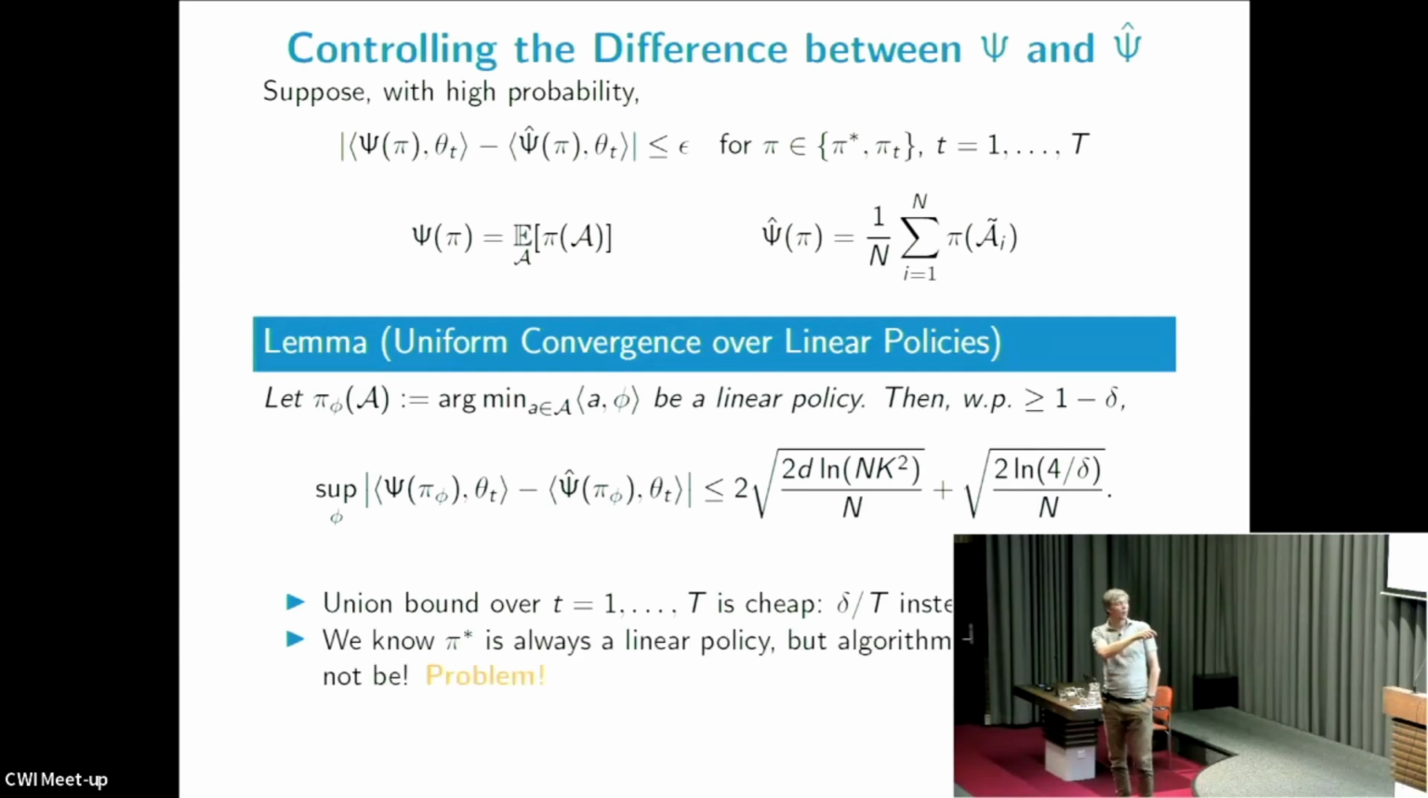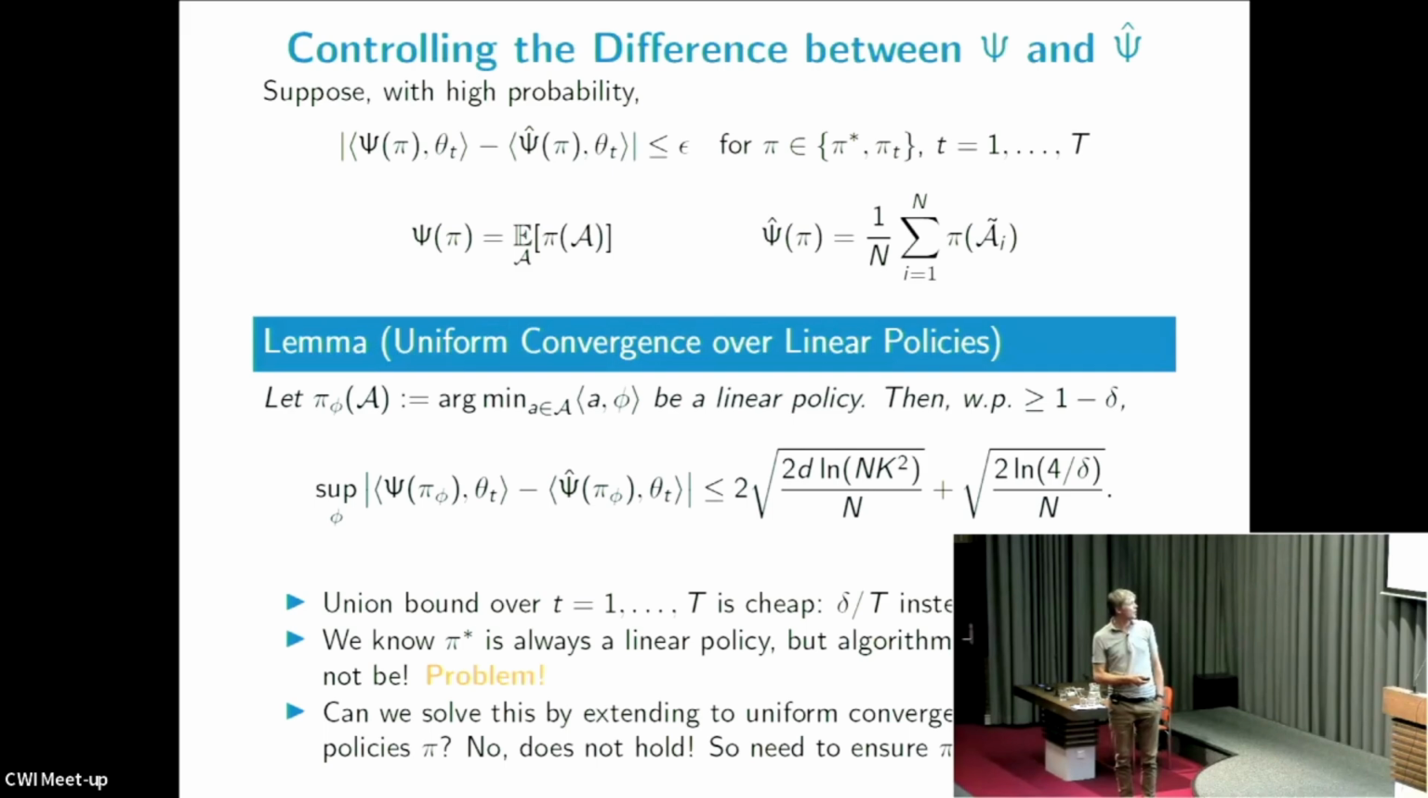And so this is fine for the comparator policy pi star, the optimal policy, but not for the policies that my algorithm plays, because they might be anything at this point. So that's a thing we need to fix again. We need to make sure that the algorithm is also going to play only linear policies, and then we're good. Right? And we also need to do it in a computationally efficient way to satisfy Emily. Right? And yeah, we can't fix this by just having uniform convergence over all possible policies.